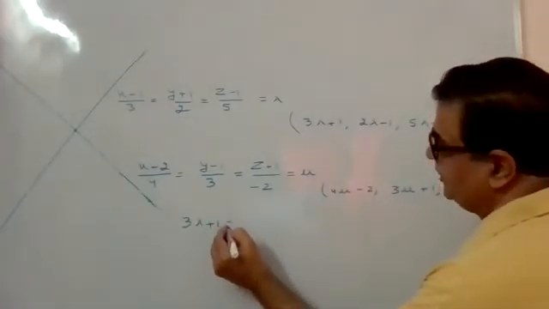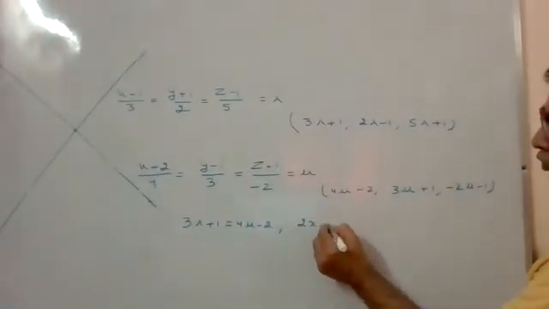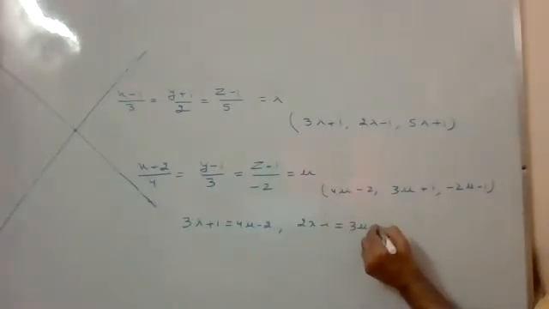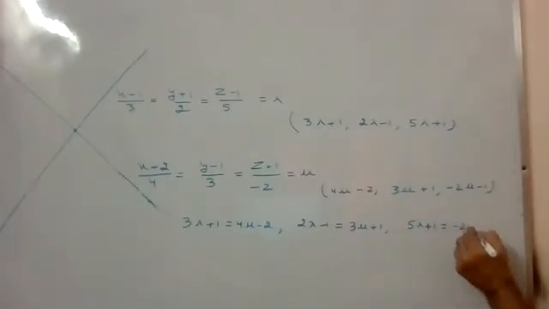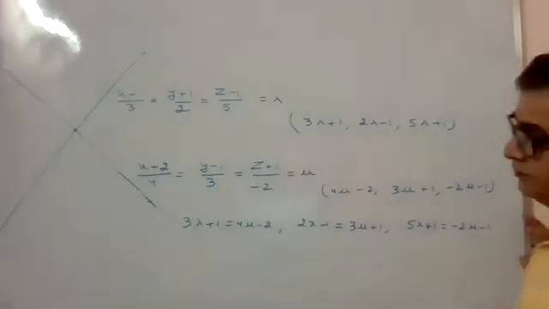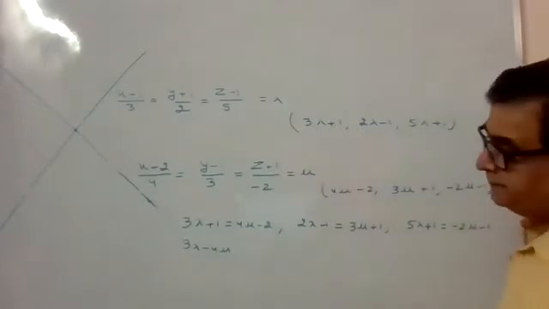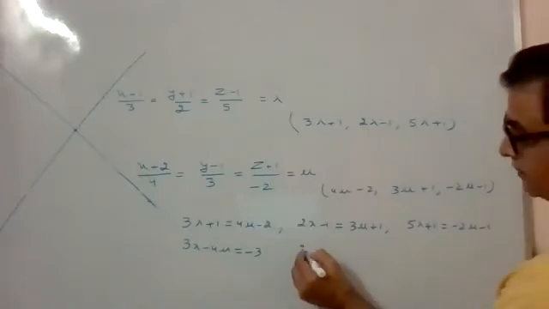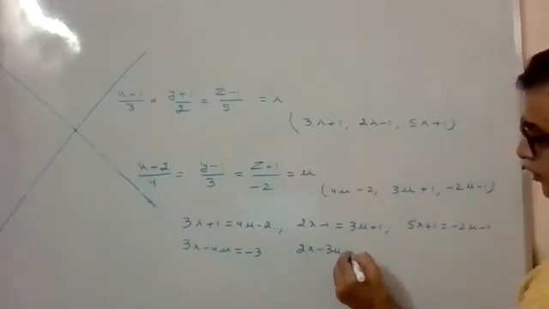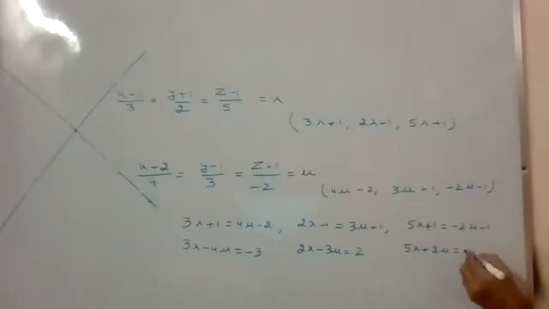3 lambda plus 1 should be 4 mu minus 2, first condition. Second comes out to be 2 lambda minus 1 is 3 mu plus 1. Third one is 5 lambda plus 1 should be minus 2 mu minus 1. From this, the equations come out to be 3 lambda minus 4 mu equal to minus 3. Second one is 2 lambda minus 3 mu equal to 2. And third is 5 lambda plus 2 mu equal to minus 2.